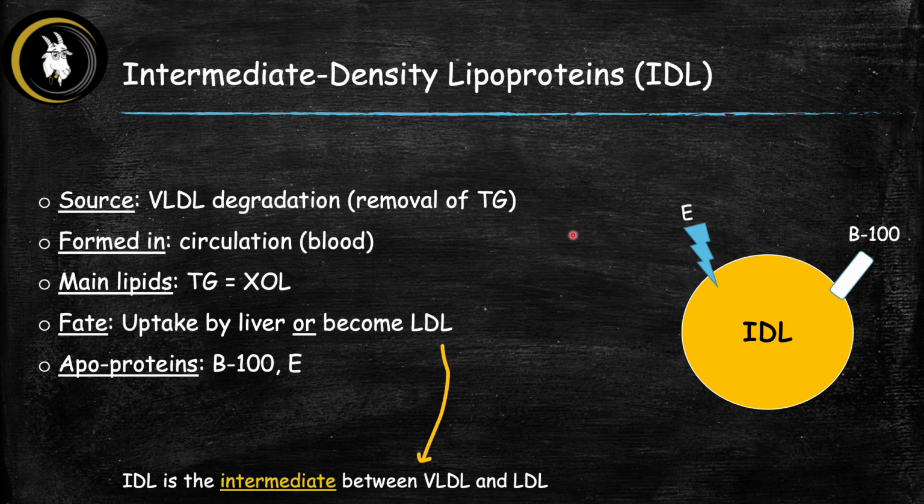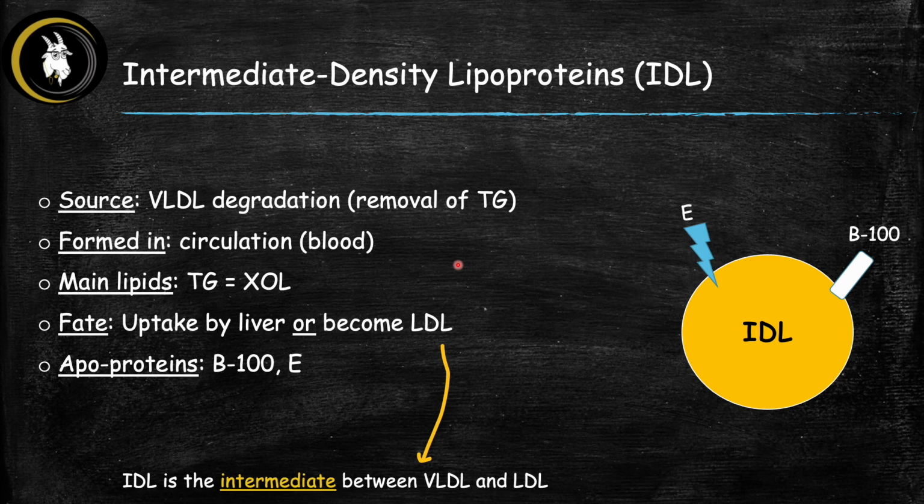And this is actually where it gets really interesting because IDL isn't synthesized or secreted by any cells. It's actually formed right in the bloodstream from the degradation of VLDL. So what happens is that as triglycerides are removed from VLDL by peripheral tissue, what's going to remain of that VLDL is going to have much less triglycerides because they were removed. So the ratio of triglycerides and cholesterol is roughly the same, and this is IDL. So basically, IDL is what's left over from the degradation of VLDL in the circulation as those triglycerides were removed from it.